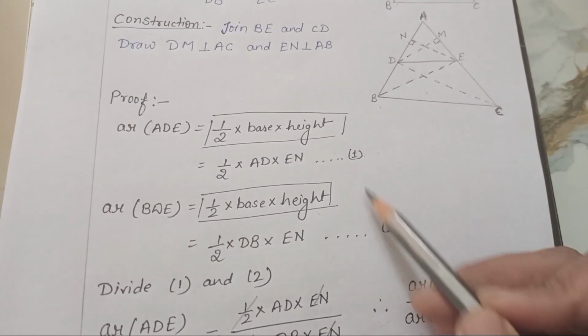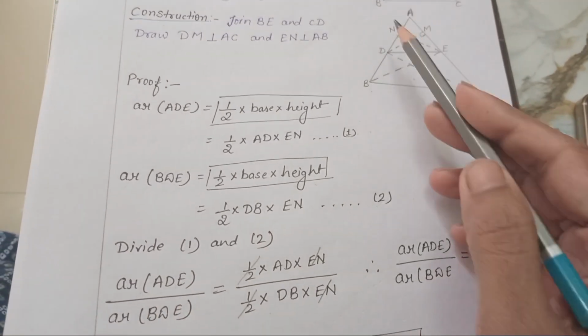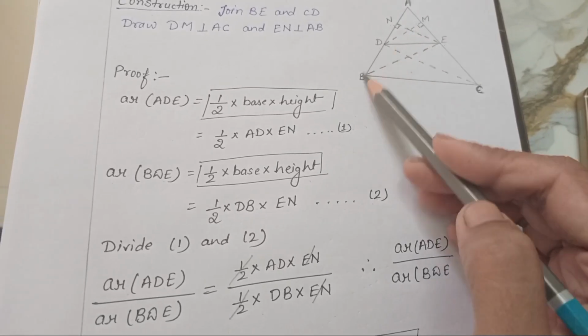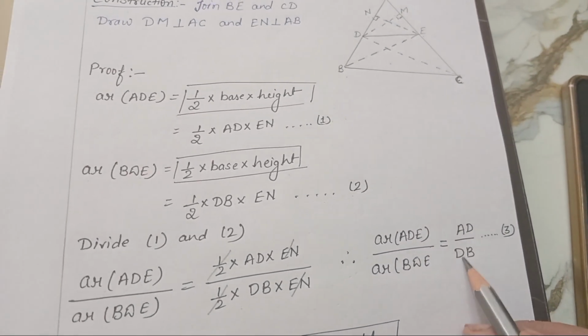Now divide these two equations. Area of triangle ADE divided by area of triangle BDE. So we will get AD upon DB.